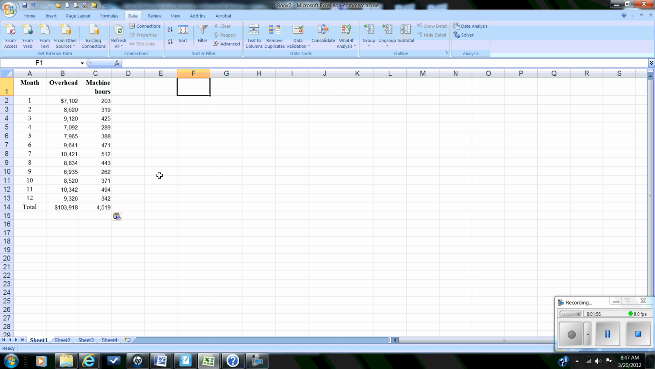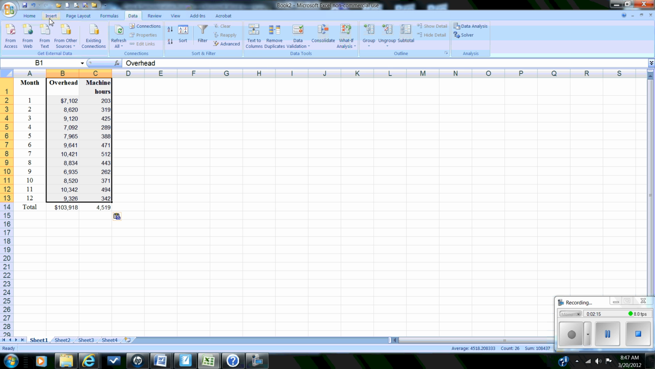We want to highlight the data that we want to use in our chart. And we can go ahead and include titles on this. So we're going to highlight the columns B and C. We're going to go down for the 12 months. We're going to leave out the totals. Do not put the totals in the chart.